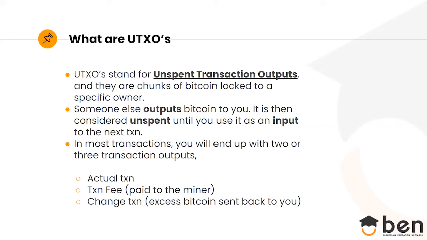In most transactions, you will end up with 2 or 3 transaction outputs. This includes the actual transaction, the transaction fee paid to the miner, and the change transaction, which is the excess Bitcoin sent back to you. In the next slide, we will talk about how transactions really work.